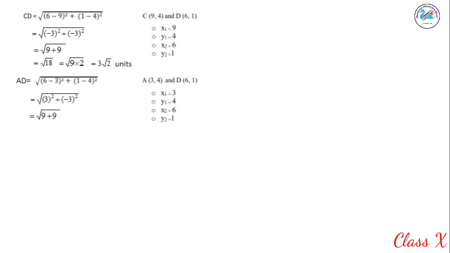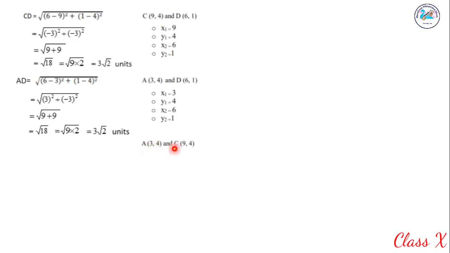Next we have to calculate, that is 3 square plus 3 square, that is 9 plus 9, that is equal to root of 18. As before, to calculate root of 18 we have to write it as 9 into 2. Then the answer is 3 root 2 units. Same calculation like before. Next we have to go for calculating the length of AC.